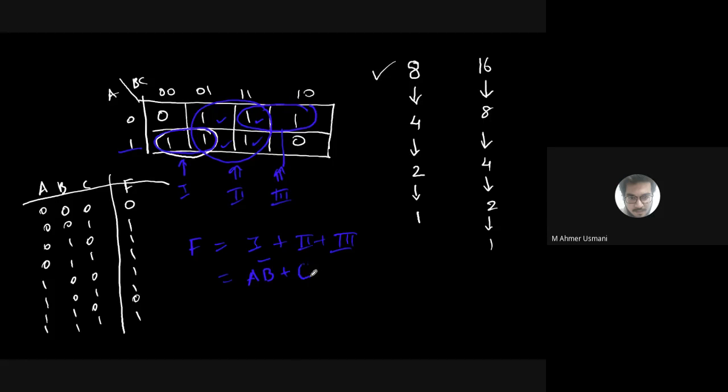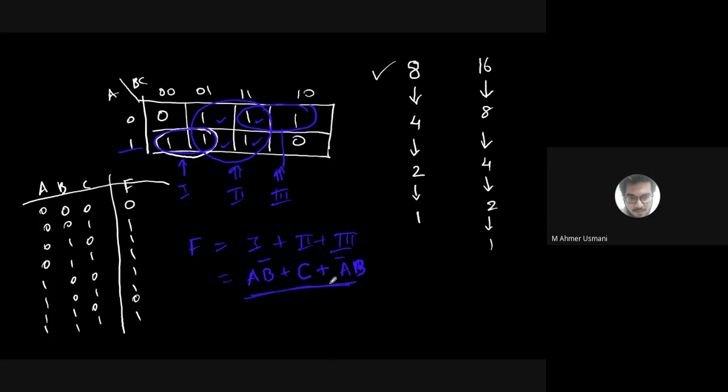What about third group? Third group में क्या common है? What we have common in third group? A bar and B. So we have A bar and B. A bar and B. So this is what we get as the final output.